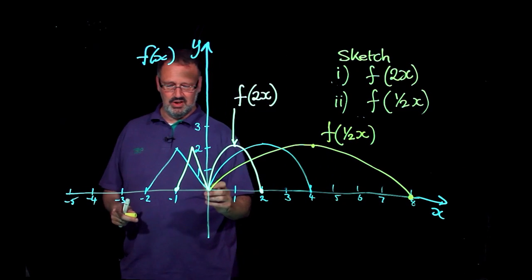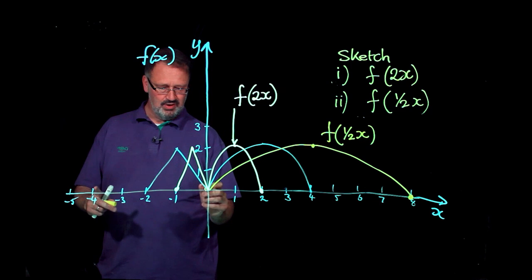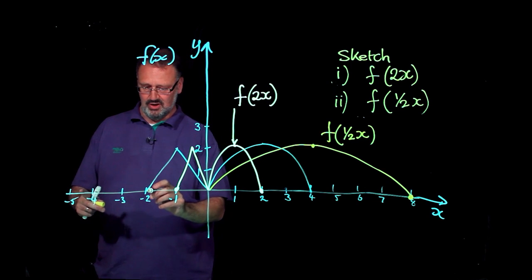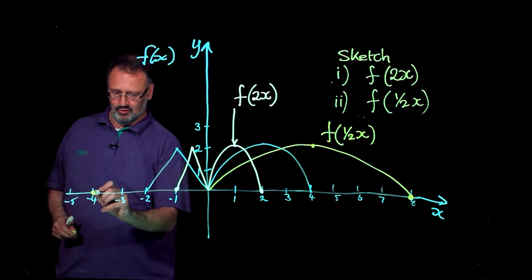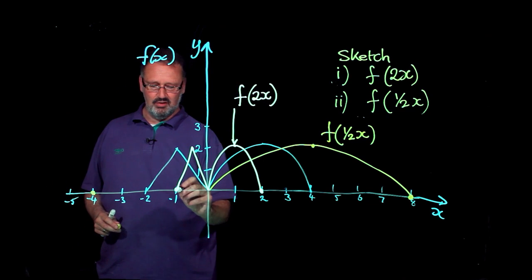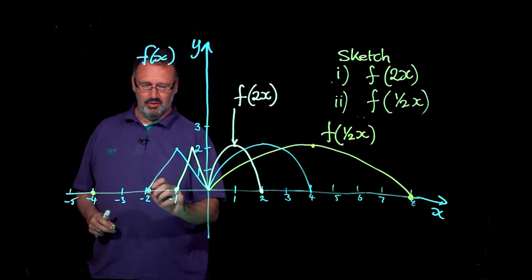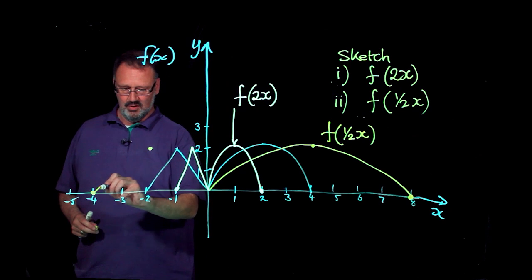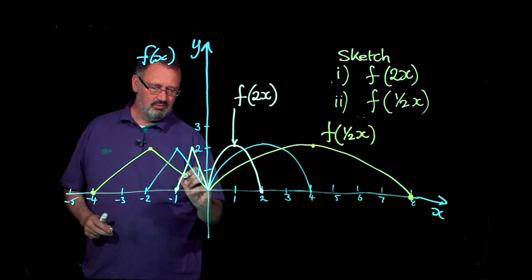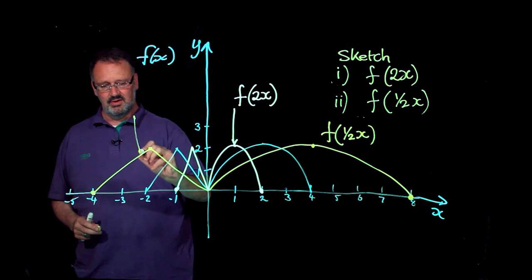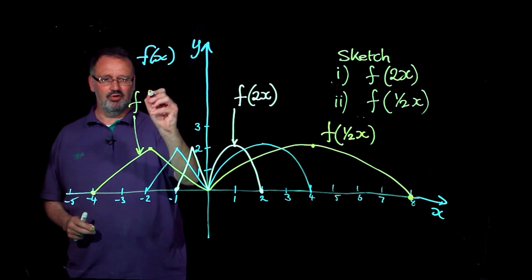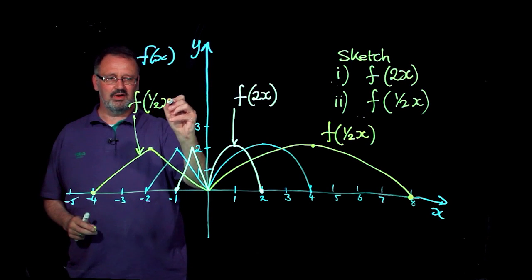And then turning to the other side of the origin, the negative part, the negative 2 becomes negative 4, 0. The peak here of minus 1, 2 becomes minus 2, 2. And so it now looks like that. So this part here is f of a half of x.